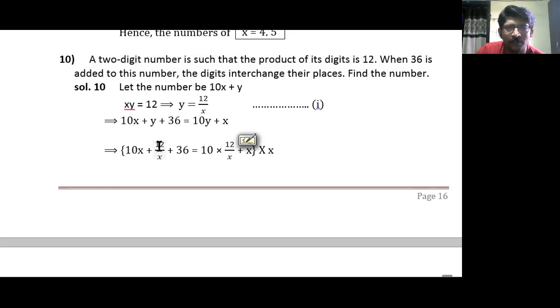We'll have to substitute y as 12 upon x on both sides. Now we got the equation as 10x plus 12 upon x plus 36, which equals 10 into 12 upon x plus x. Now if we multiply throughout by x, we can get rid of this denominator x, isn't it? I hope you are following.